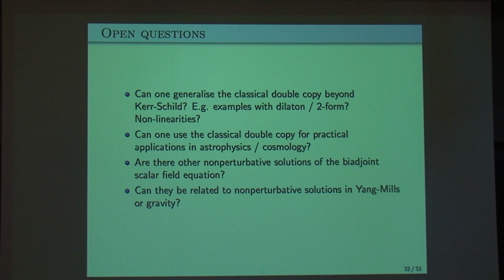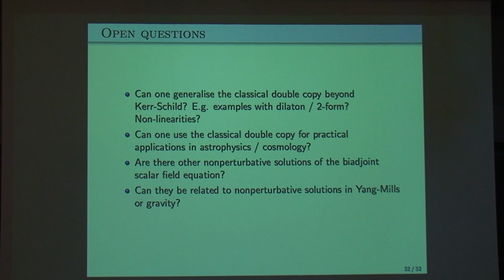So I'd like to end perhaps with some open questions that arise from the things I've been talking about here. So first of all, can one generalise this classical double copy beyond these Kerr-Schild forms? In particular, it would be interesting to see examples where you do have a dilaton or a 2-form turned on in the gravity theory. Also, all of these Kerr-Schild things are basically linear, so it'd be interesting to see if one can find any example of a non-linear solution in Yang-Mills that copies to a gravity solution.